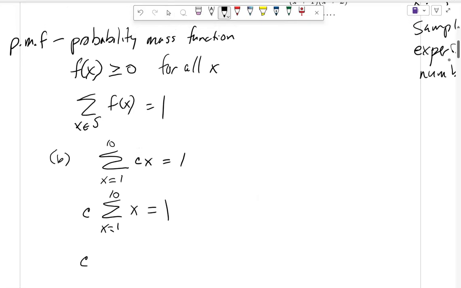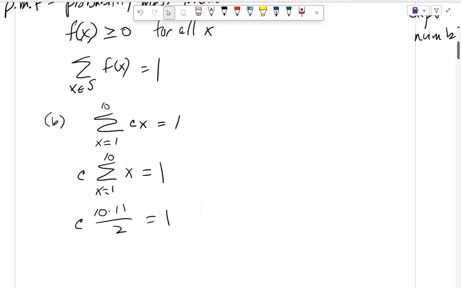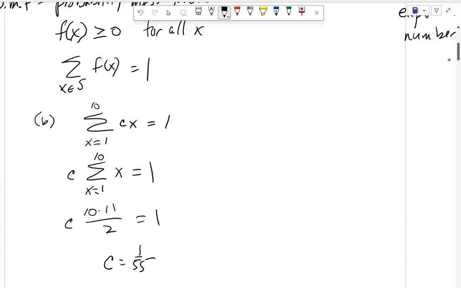May or may not have seen that formula before. If you do, if I add up i, the sum of the first n integers, the formula is n times n plus 1 over 2. X is playing the role of my i here. Okay. We get 55, I think. So C will be 1 over 55. So that's the constant that you would need to make it a probability mass function.